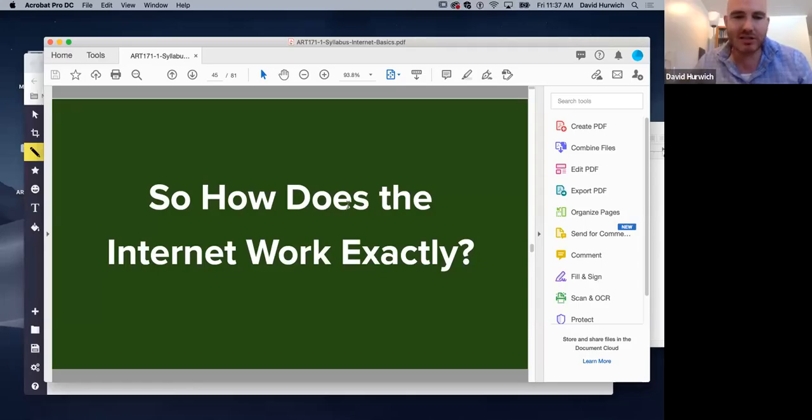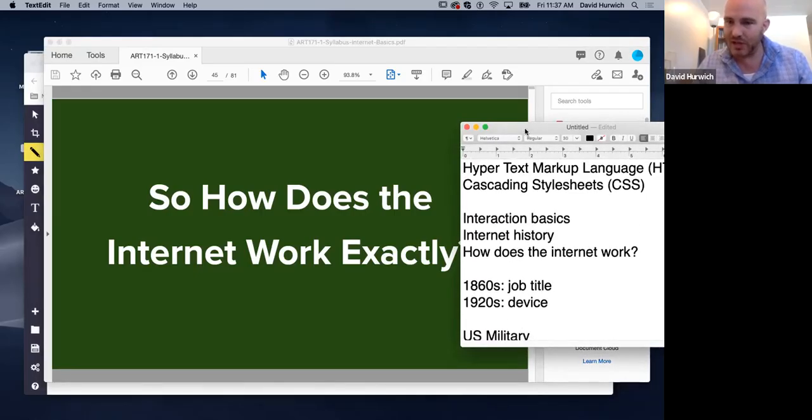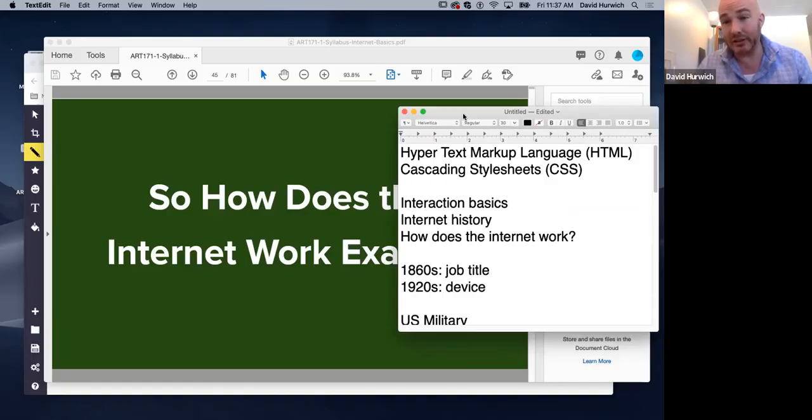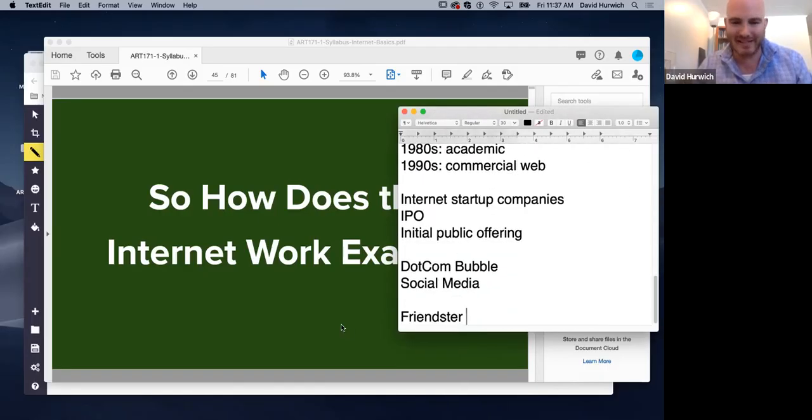All right, so we've talked a little about the history of computers and the history of the internet. Let's talk about how the internet works. Since this class is about web production, we're going to be doing HTML and CSS, starting HTML tomorrow. It helps to understand how the internet works, because I think that makes what we do a little bit easier.